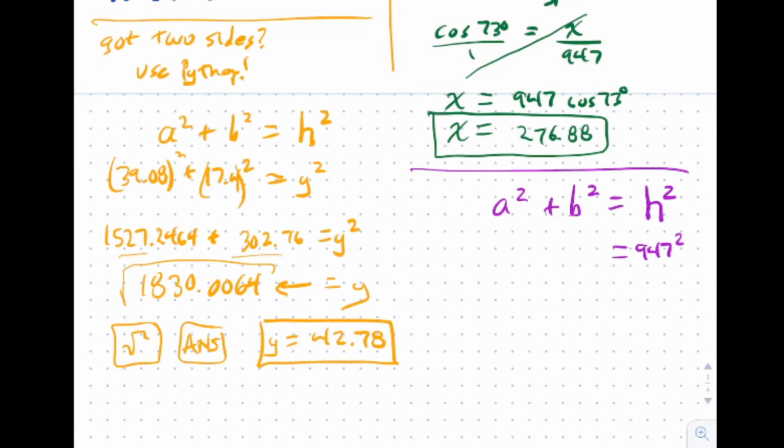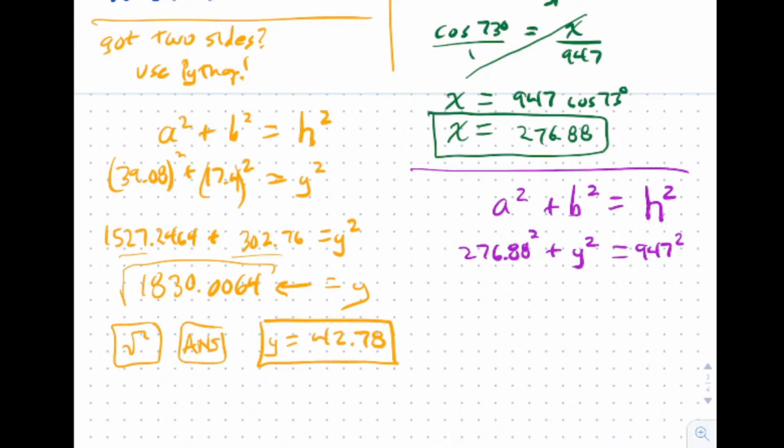The side that I know is 276.88. And the side that I don't know, it's a y, I might as well call it what it is, the y squared. Now, obviously, it wouldn't matter if I put the y on the left or the right here because I'm just adding, and you can add things in any order. But it is important, oh so important, that the hypotenuse is on the right. Always make sure your hypotenuse is on the right.